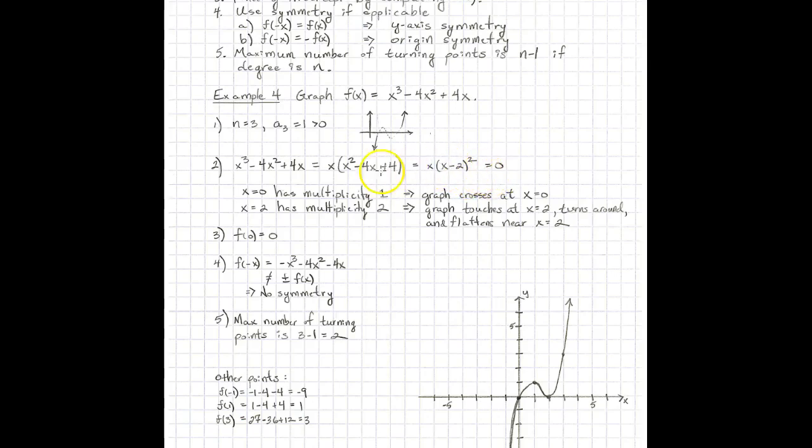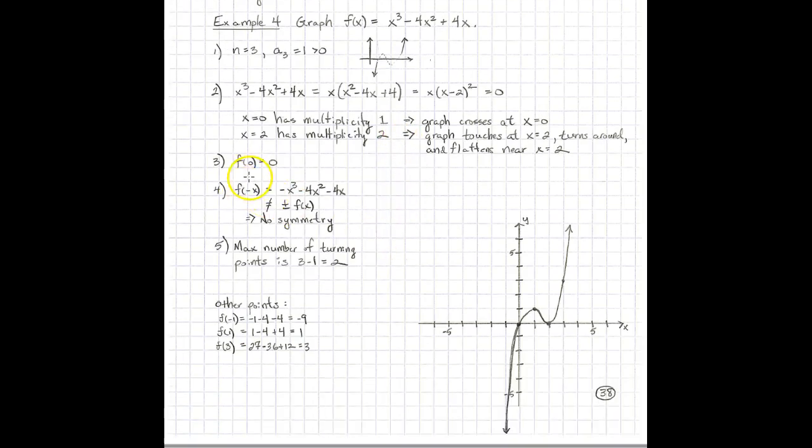So I have two roots. I have the root of x equals 0 and a root of x equals 2. X equals 0 has a multiplicity of 1, and x equals 2 has a multiplicity of 2. So we know the graph crosses at x equals 0, and at x equals 2, the graph touches and turns around and flattens out a little bit because the multiplicity is bigger than 1.